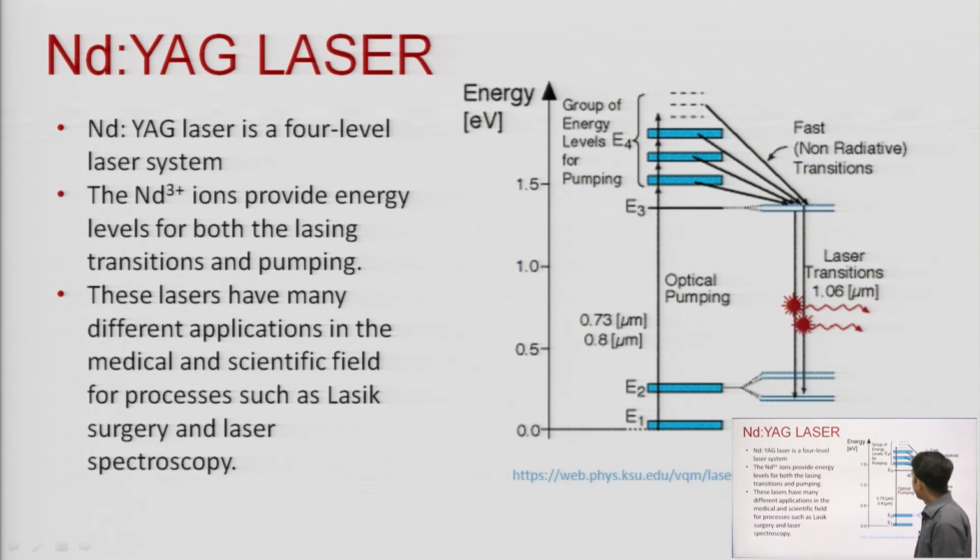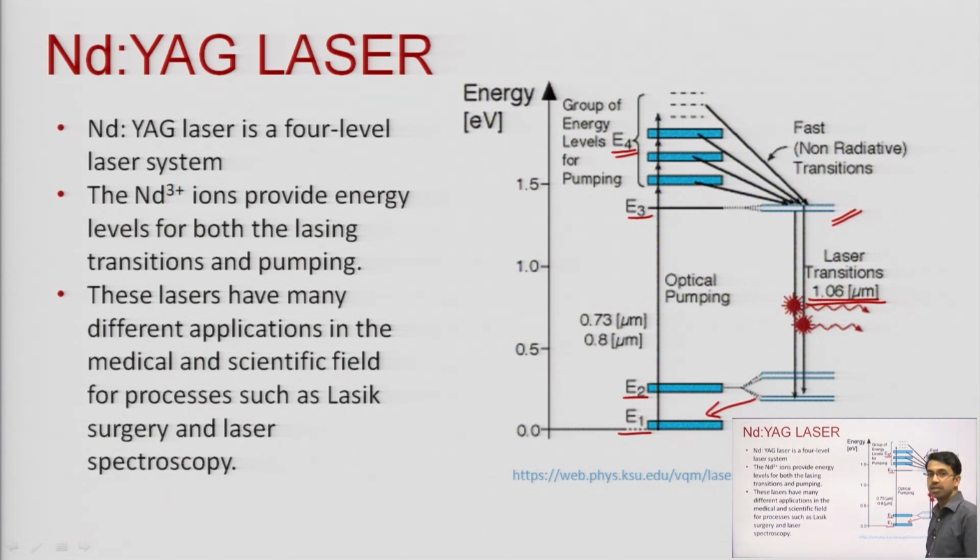This is the energy level diagram. So, this is a 4 energy level system. You can see E1, E2, E3 and E4, where E4 is made up of a group of energy levels. Neodymium will be excited through pumping of the electrons of the neodymium atom, and through fast radiative decay they come to the E3 energy state. From E3 to E2 we get lasing photons, and through rapid decay again they go to the ground state.